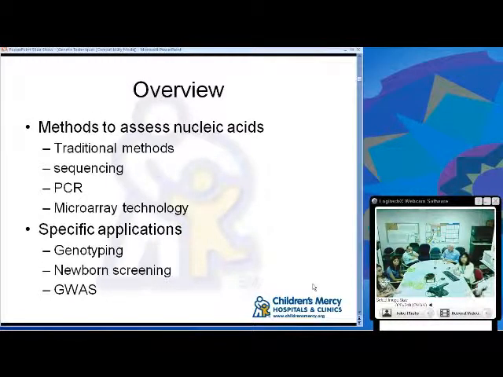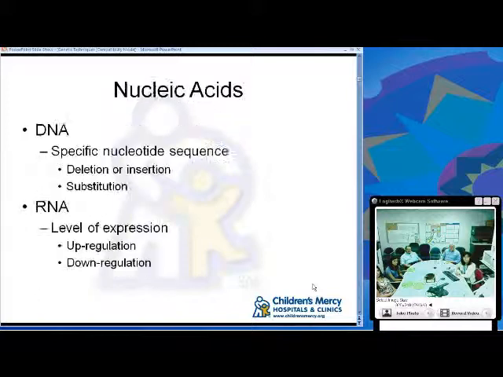Okay, so today we'll do an overview. We'll look at the methods to assess nucleic acids, such as the traditional methods of Southern and Northern blot. We'll discuss sequencing, PCR, and microarray technology, and then we'll look at some of the specific applications of these methods to look at genotyping, maybe in newborn screening, and genome-wide association studies.